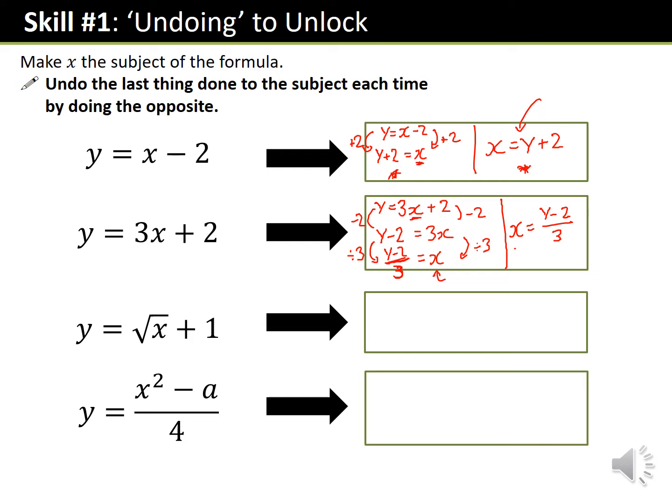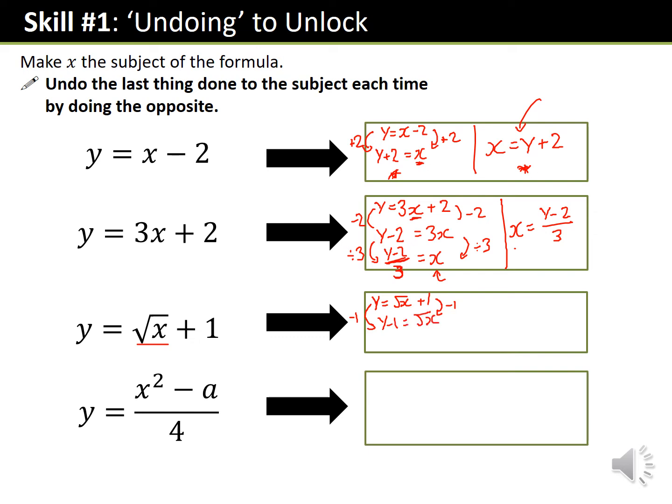Okay, let's have a look at this one. We've got a square root in this one, so it's going to be a little bit different, but the idea is still the same of what we're doing. So we've got y equals root x plus 1. So the first thing to try and do is get x to be the only term on the side. So we're going to take away 1 from each side. So we're going to end up with y minus 1 equals root x.